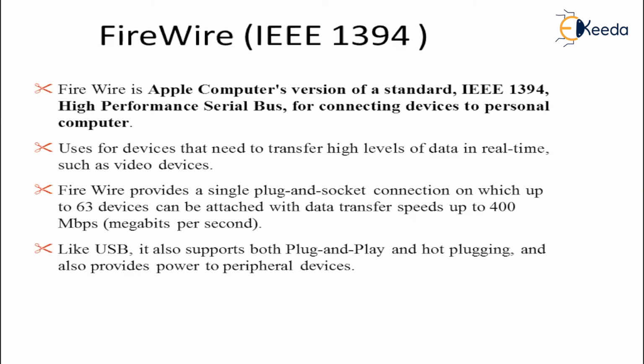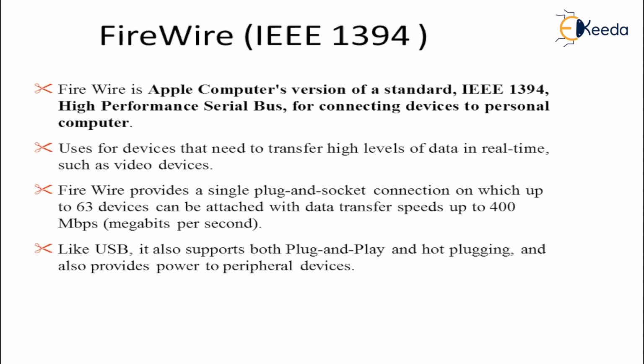Now, FireWire. FireWire, which was being used, is IEEE 1394. This FireWire is used because it is a high performing serial bus for connecting devices to personal computers also. Now, why FireWire? Because it is used for high transfer levels of data in real time, such as video transfer, where you get the voice and video together.